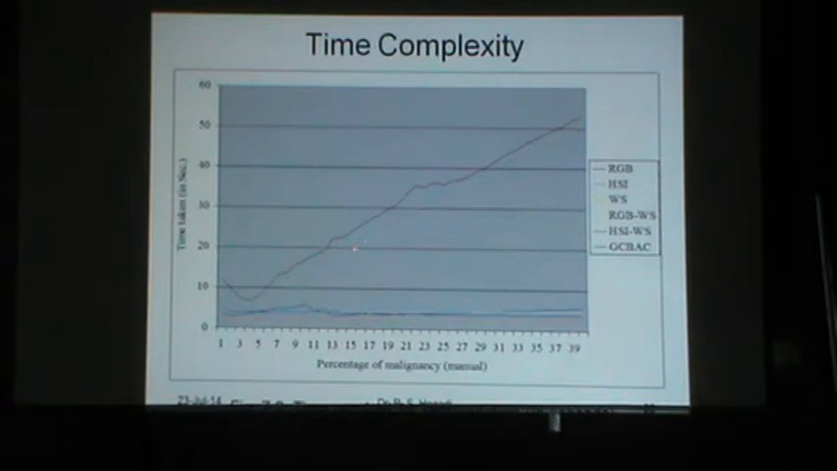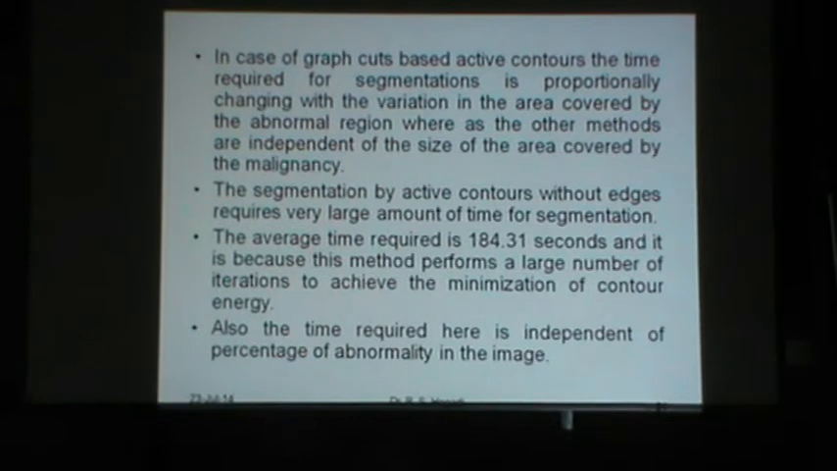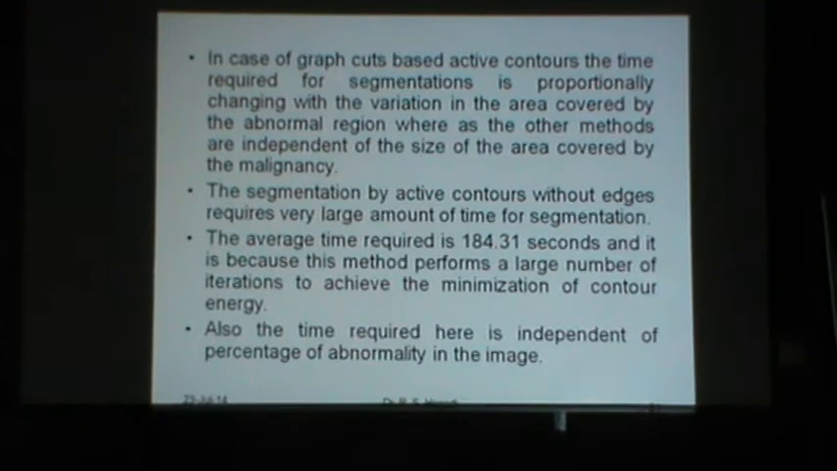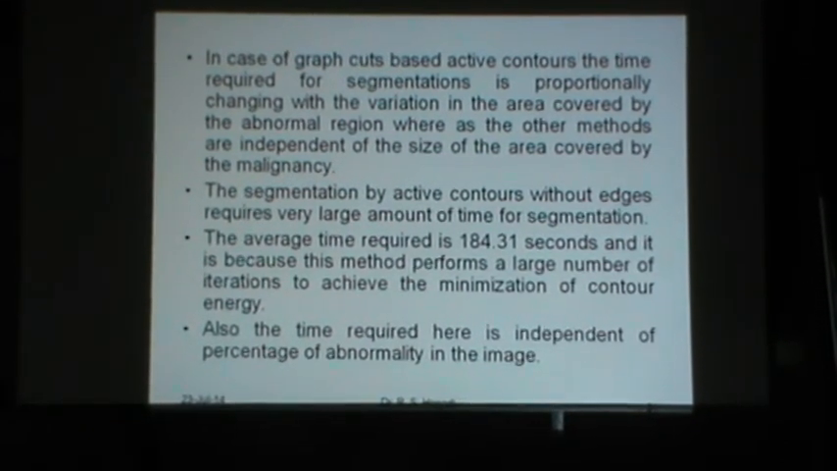But there is one technique, I think it must be graph cut based active contour, where with the increase in the amount of malignancy, with the increase in the abnormal region, it requires more time. Why? It is because it starts deformation, and as the region increases, it will go for more and more iterations, and it is not hard at a lesser number of iterations. So I think that must be the reason why the time required for active contour based segmentation is more. In case of graph cut based active contours, the time required for segmentation changes proportionally with the variation in the area covered.